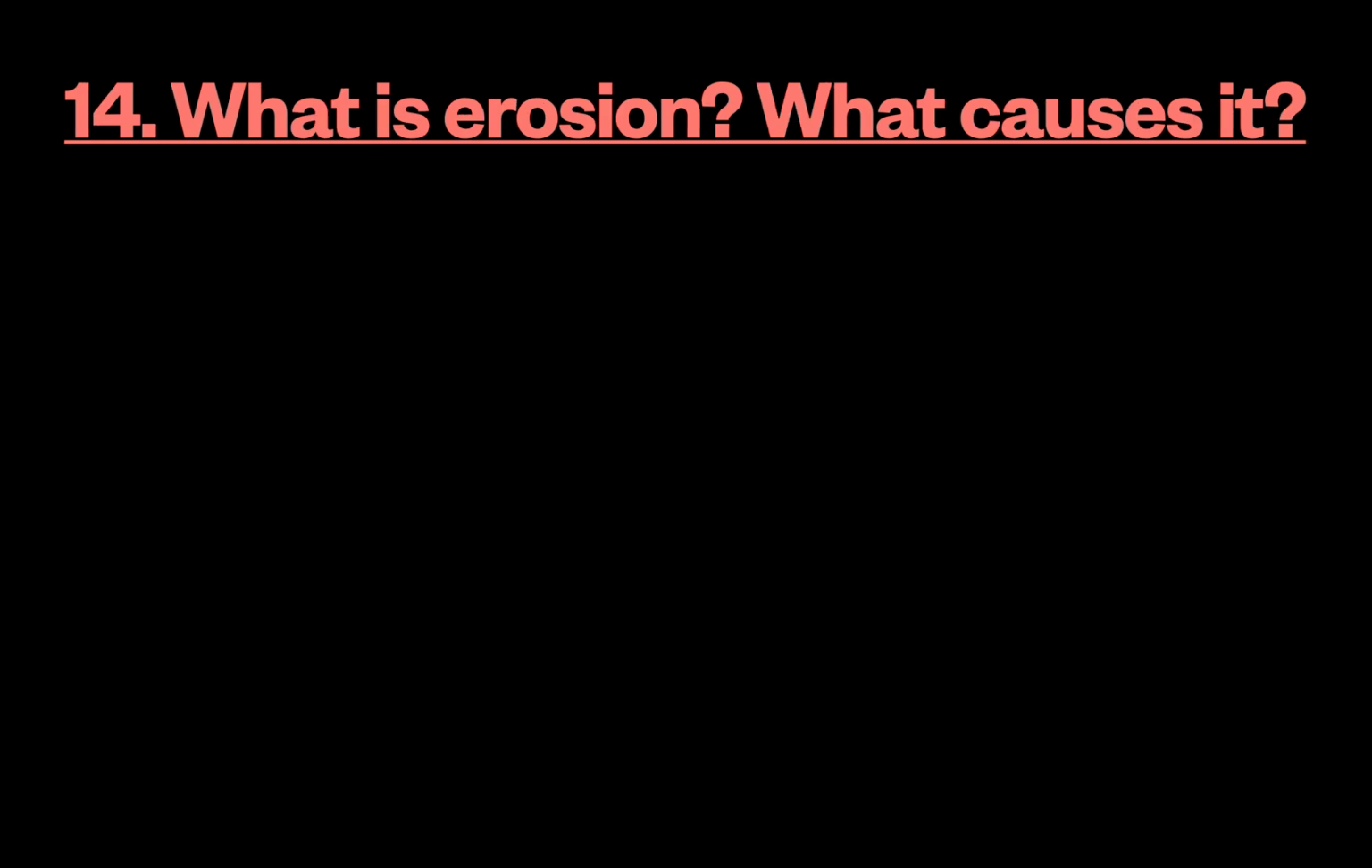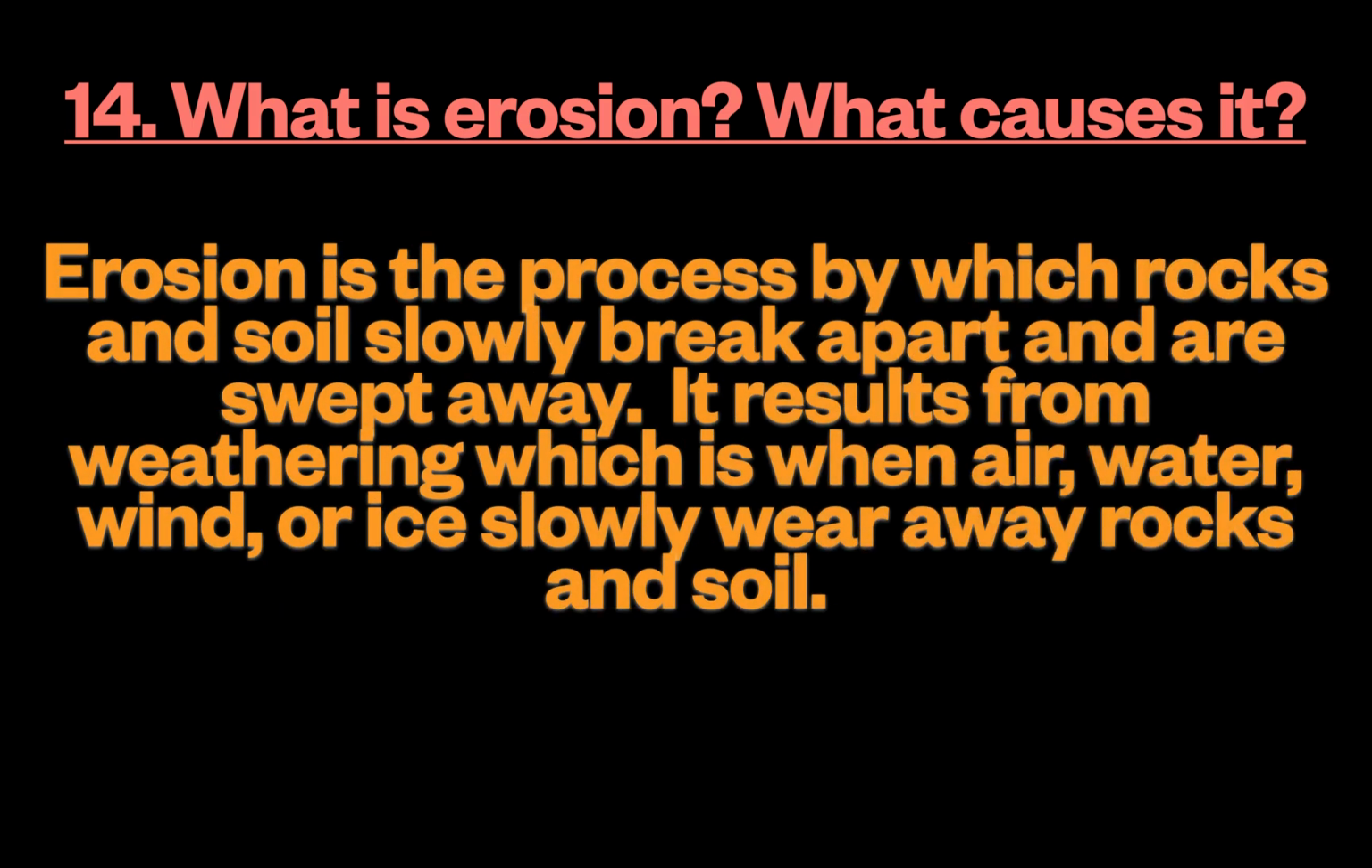All right, so let's talk about erosion, something that affects the earth, affects the land. Okay, erosion is the process by which rocks and soil slowly break apart and are swept away. And it usually happens thanks to weathering. And weathering is a phenomenon where air, water, wind, or ice slowly wear away rocks into smaller rocks, gravel, and soil, and then erosion can carry that material off somewhere else.